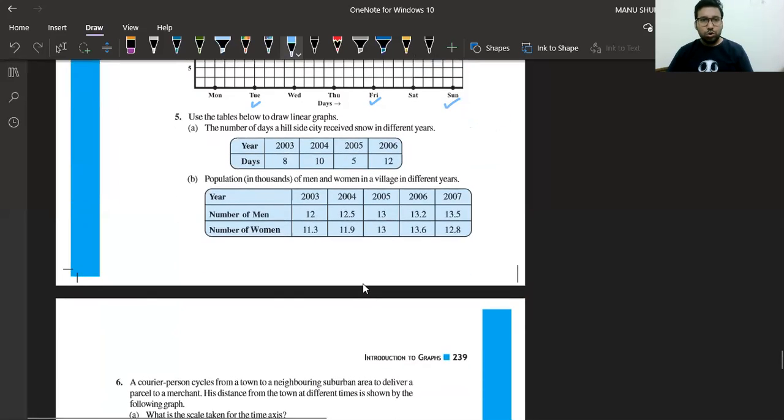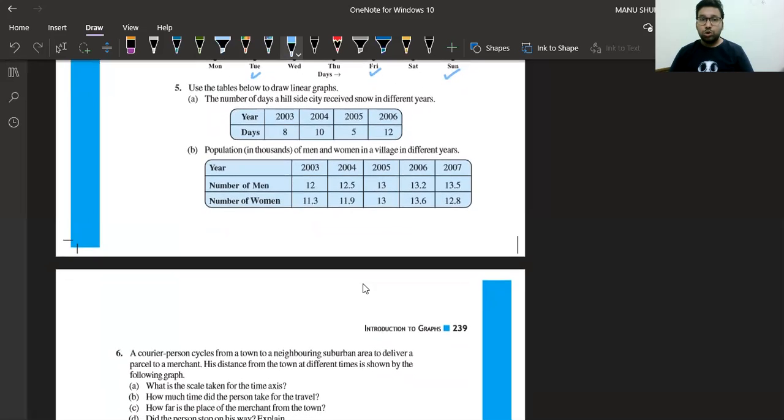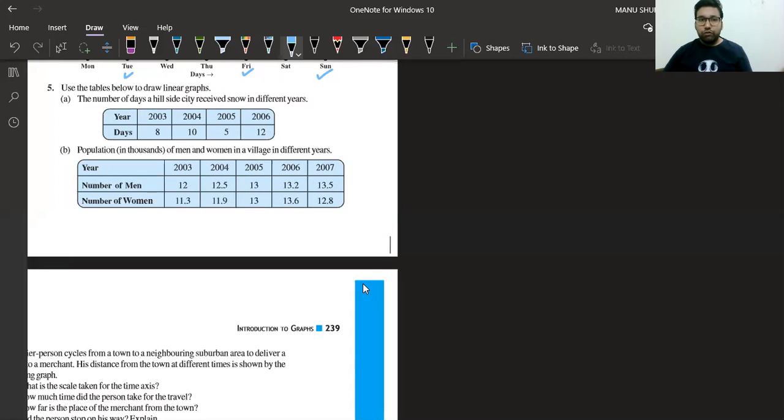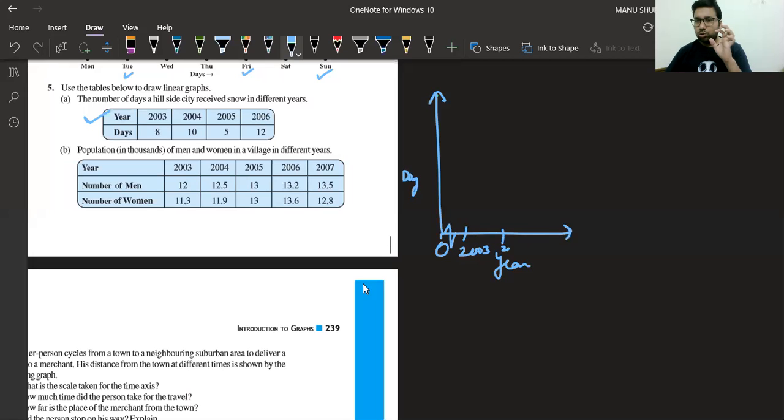Okay. Now, question number 5. Use the tables below to draw a linear graph. Plus, we have understood these things very properly. You can take years on the x-axis and days on the y-axis. Very simple. Now let us see. On the year axis you have these years 2003, 2004. So better you start from 0 and take a kink. Class, take a kink and then start from 2003. No issue. 2003, 2004, 2005, 2006.